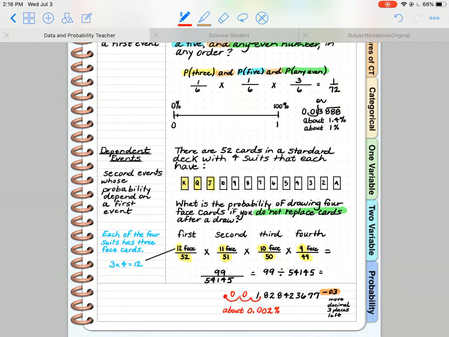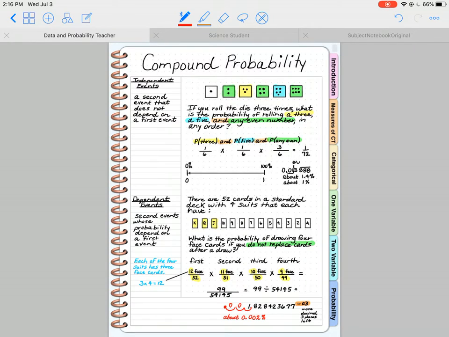Alrighty, guys. That is the end of the probability. It is also the end of the course. We have made it through to the end. I hope that you have enjoyed this course as much as I have. I've really enjoyed doing it.